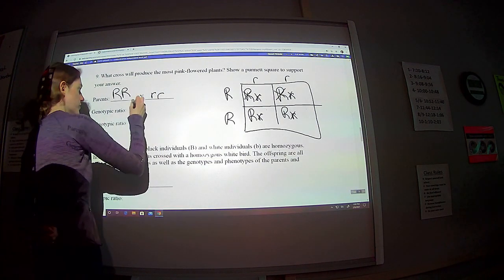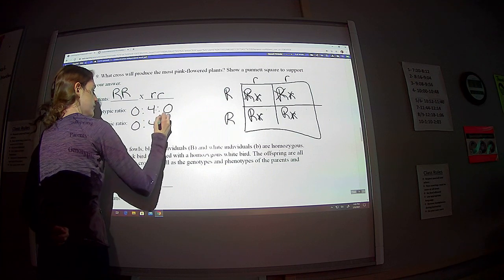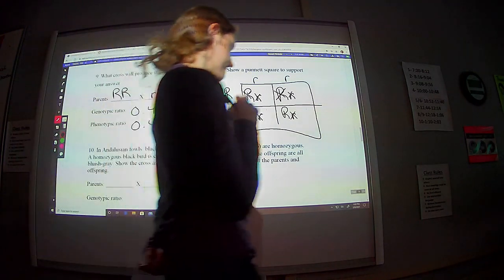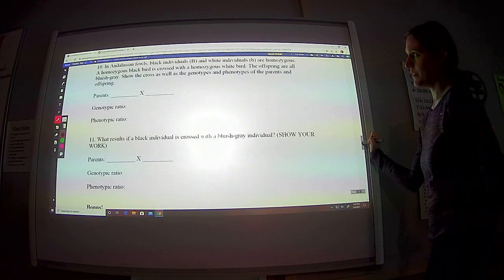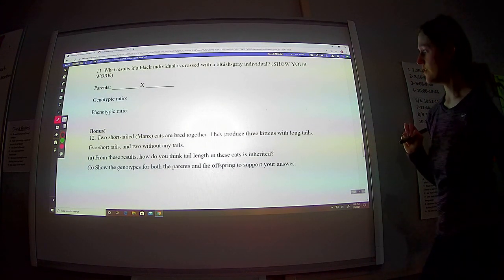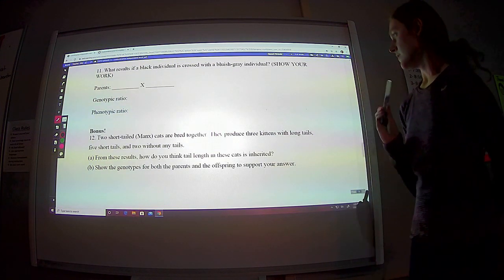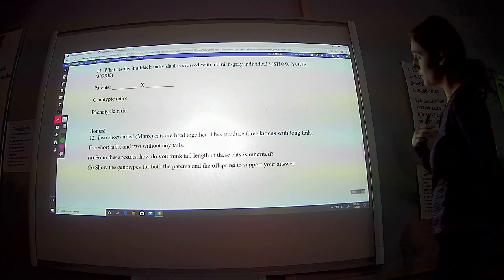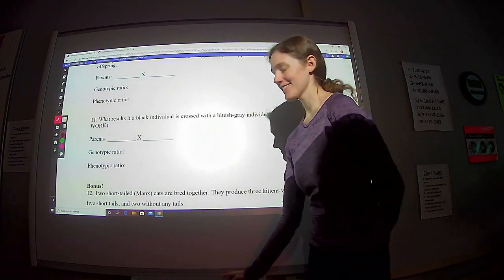My genotypic ratio is going to be 0 to 4 to 0. And my phenotypic ratio will also be 0 to 4 to 0. And I'm going to leave those 2 for you guys to do on your own. There is a bonus question which you can do if you want to. It is up to you. It won't hurt you if you get it wrong. It can only help you. All right, so you guys have 4 problems to do all by yourself. Good luck, guys.